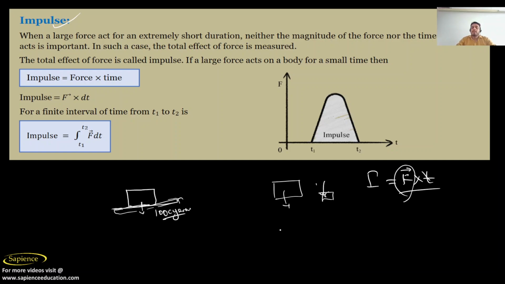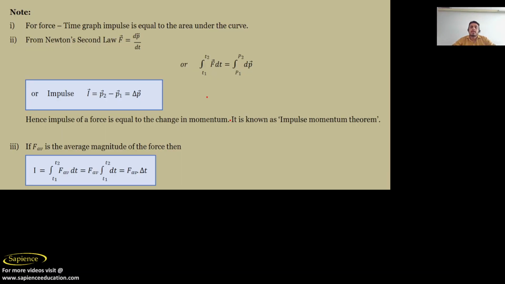If you go for integration, then impulse can be written as: I don't know how much the force is, it may be variable, and I don't know about time, so we should integrate like this, from T1 to T2, F into dt. Understood? So this is what we can write for impulse. And sometimes we can also write it like this.